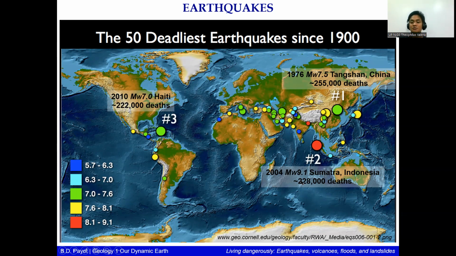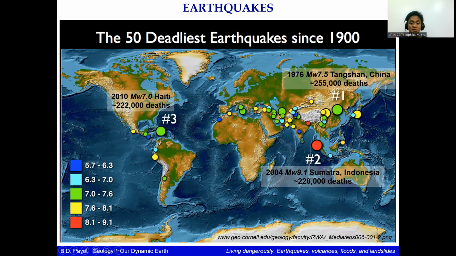The earthquake claimed 2,028 lives. Most of those deaths are due to tsunami waves inundating the land. And then last is the Haitian earthquake in 2010 with 222,000 deaths.